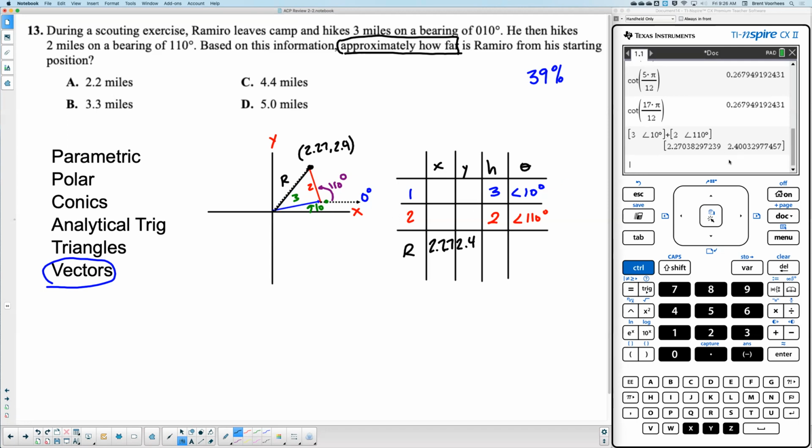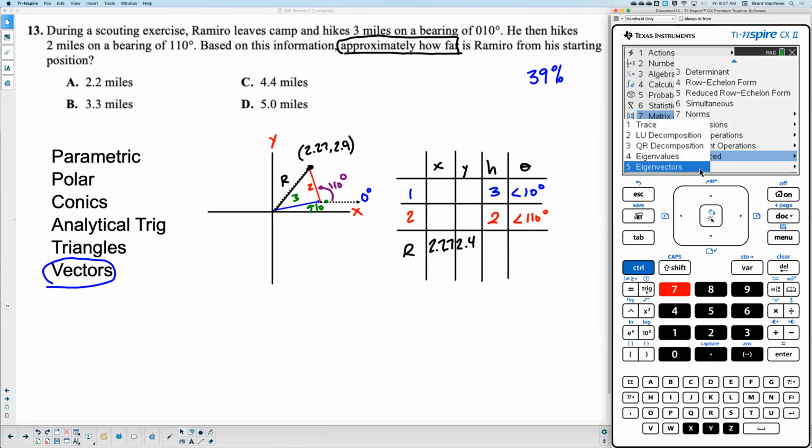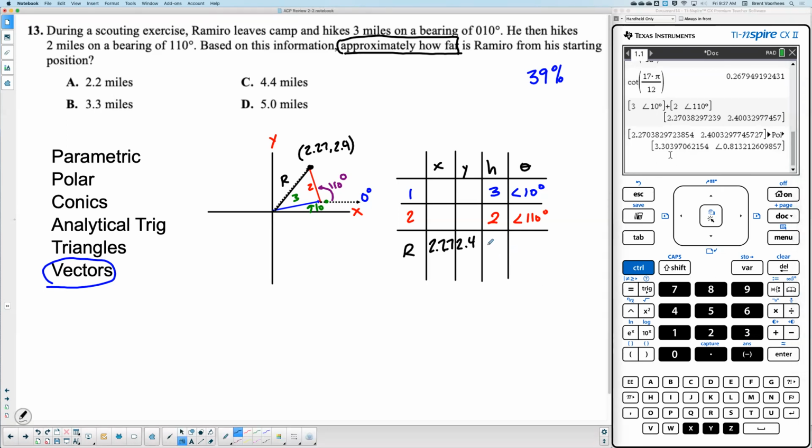How do we get the calculator to tell us that? Menu 7 C for vector. Menu 7 says matrix and vectors. C says vectors, convert to polar. Hit enter, and you'll have your answer. Now notice this is in radians, so if you needed a degree angle, we'd have to work on that. But it's 3.3 for the h, and in radians, the angle is 0.8. So the answer would be B.